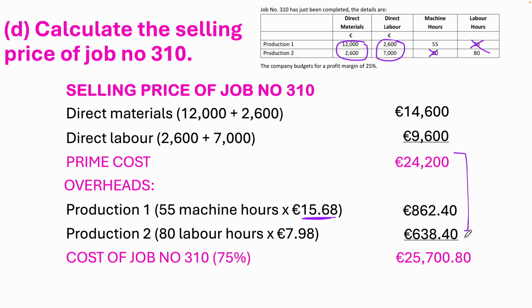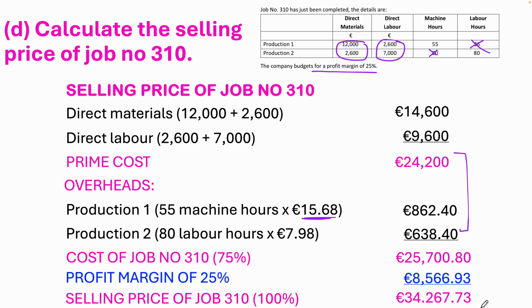So when we add all of these together, we're going to get the cost of the job, which is 25,700. Now, that represents 75% because the company budgets for a profit margin of 25%. So 75% is 25,780. Profit margin of 25% gives us 8,566.93, and that gives us then the selling price of job number 310, which would be 100%, and that gives us 34,267.73 euro. Okay, so that's how we would do the selling price of the job. So that's part D done.